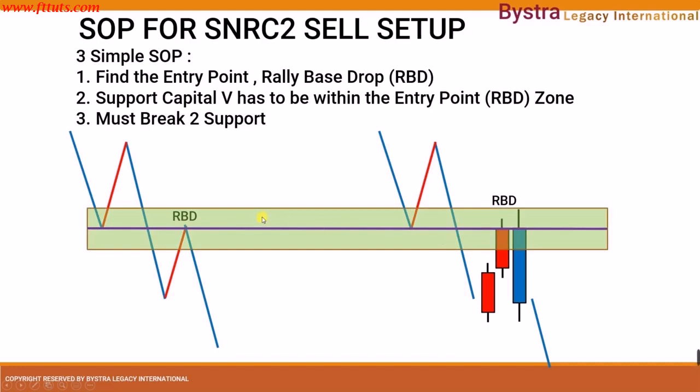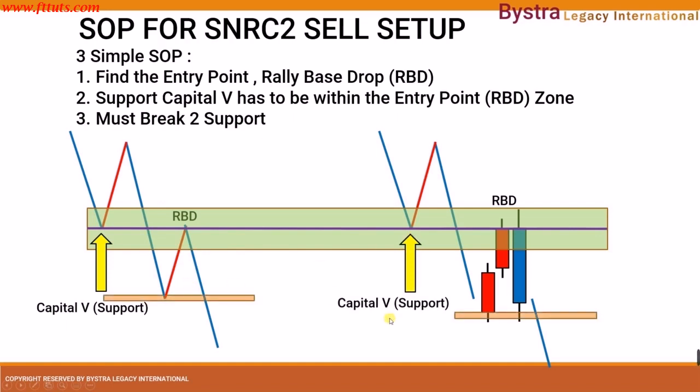We then mark our zone. This zone, as I said earlier, is just a monitoring area for when the price comes back to it. Our entry point, our sell limit, will be this horizontal line, aligned together with the capital V, which is the support. This is the area where you need to set your sell limit. So this is the capital V. Two supports, first support, second support. We need to break the first support and the second support.